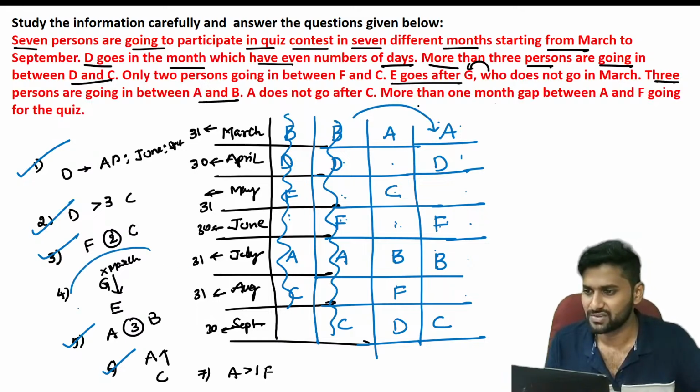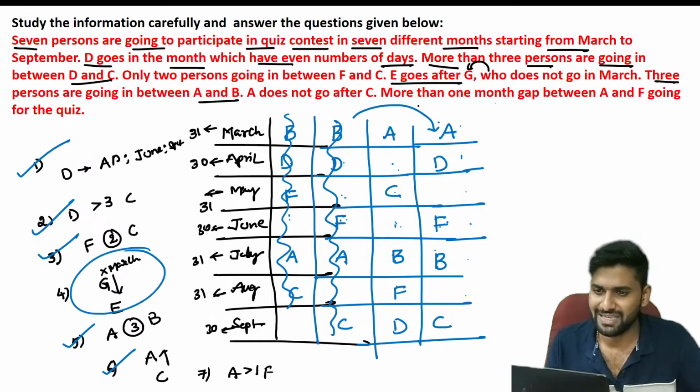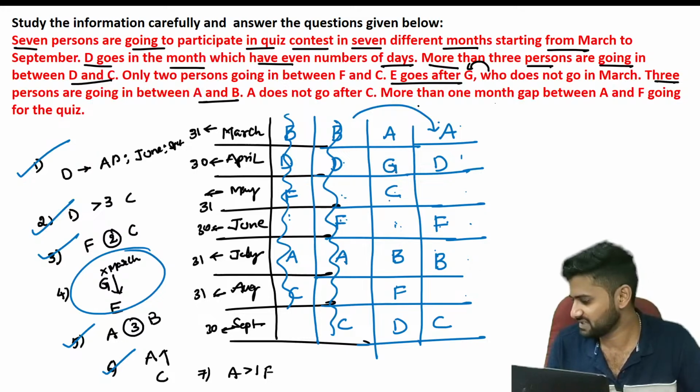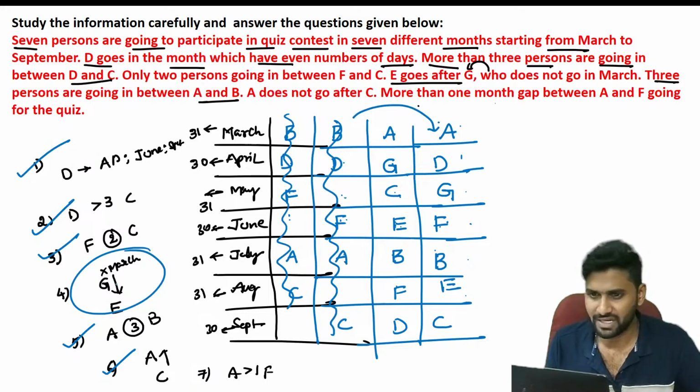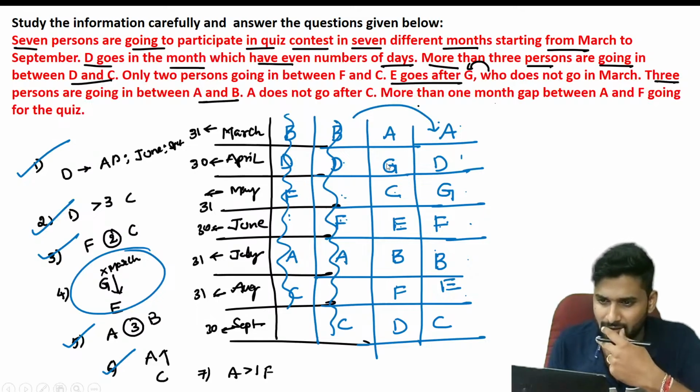Next one, see. E is after G. So if I place G here, E must be here. If I place G here, E must be here. Now check all the conditions. G does not belong to March. Yes. Now check all the conditions. So we'll get two satisfying conditions.